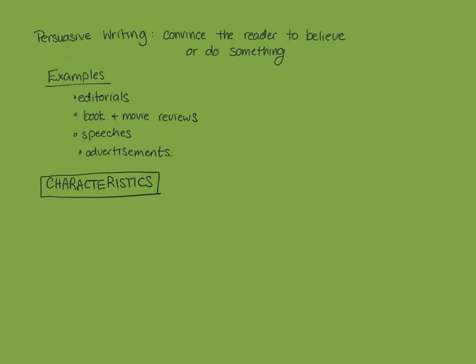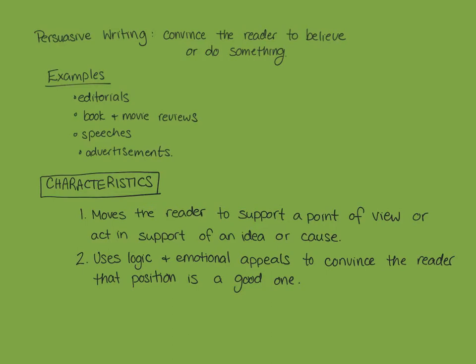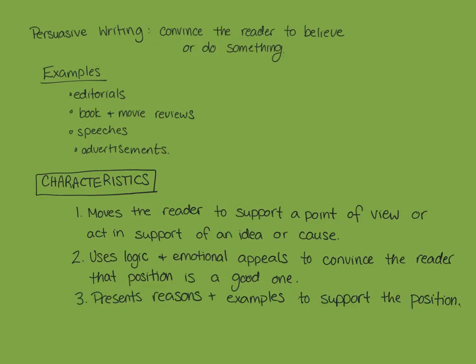There are three main characteristics of persuasive writing. The first characteristic is that it usually moves the reader to support a point of view or to act in support of an idea or a cause. Basically, it's trying to get the reader's support. Persuasive writing also uses logical appeals as well as emotional appeals to convince the reader that the position the writer is supporting is a good one. Finally, they present reasons and examples to support their position.